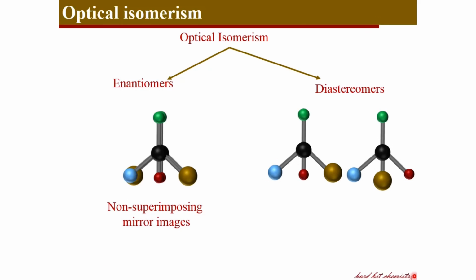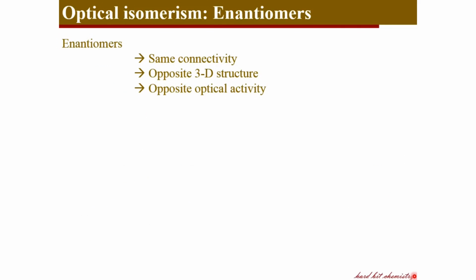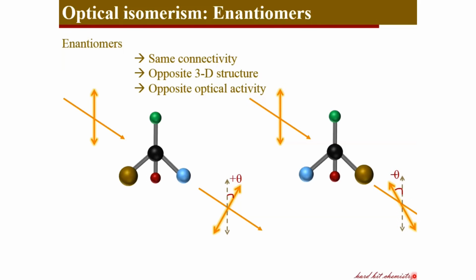Now let's see another two structures like this. They are not related as object and mirror image. Such optical isomers are called diastereomers. Coming to enantiomers in detail, they have same connectivity but opposite three-dimensional structure, therefore opposite optical activity. When plane polarized light is passed through the first one, you get a rotation of the plane of polarization to a certain angle, to right here in this example through theta angle. On the other hand, the other compound rotates the plane of plane polarized light through the same value of angle but in the opposite direction to the left.